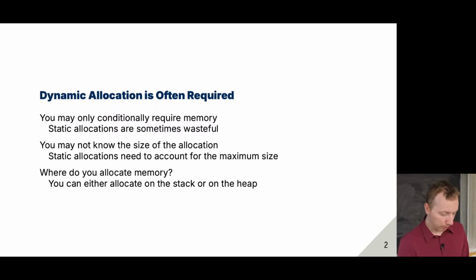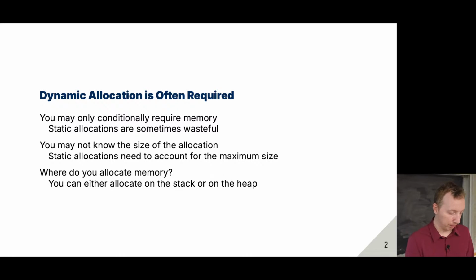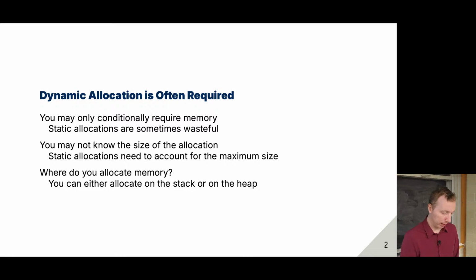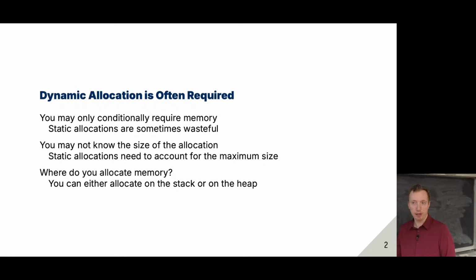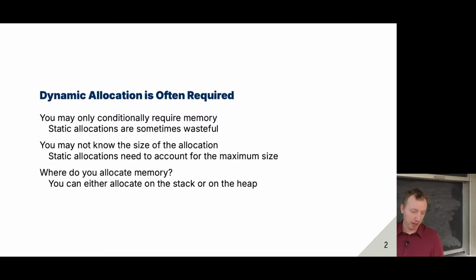Also, with static allocations, you have to know the size of the allocation ahead of time, or at least your maximum size, and then you have some type of limit. So if I don't know the size of it ahead of time, then I also have to do dynamic memory allocation through malloc or something like that. And then the other question is, well, where do I allocate memory? We know malloc can grab us memory on the heap. Well, there's also a call to actually grab memory from the stack if we want it.